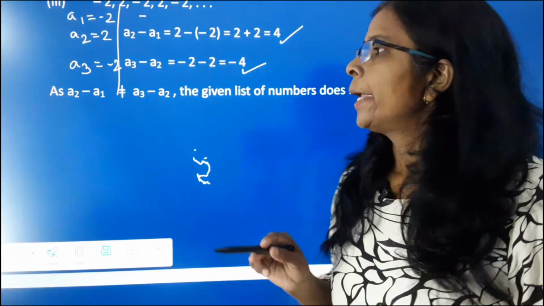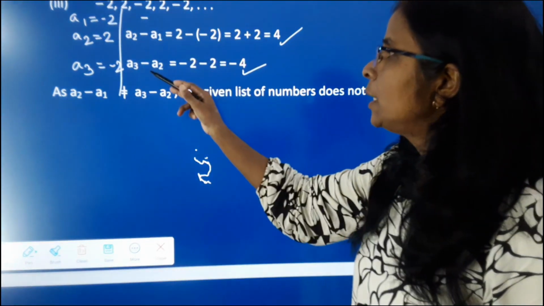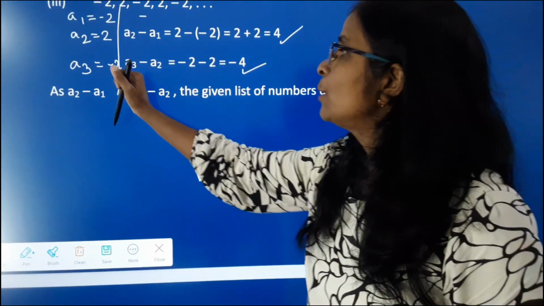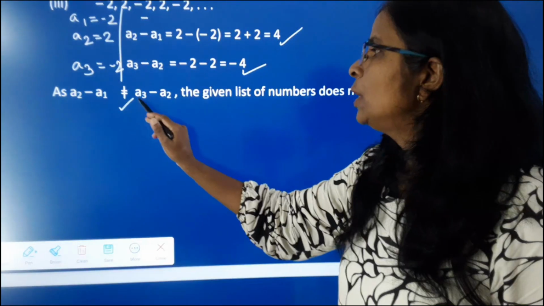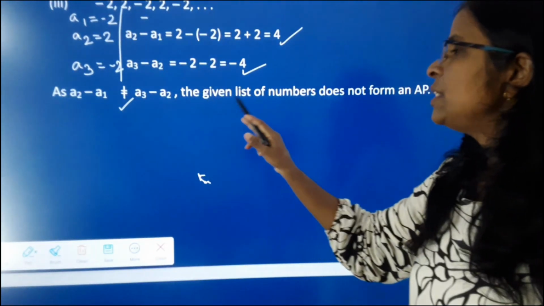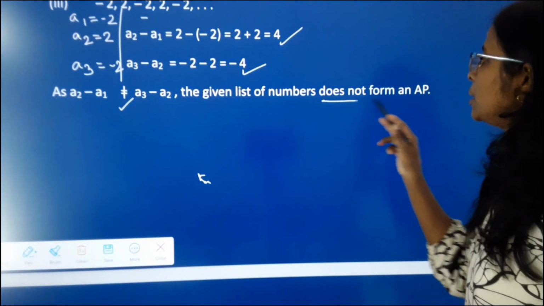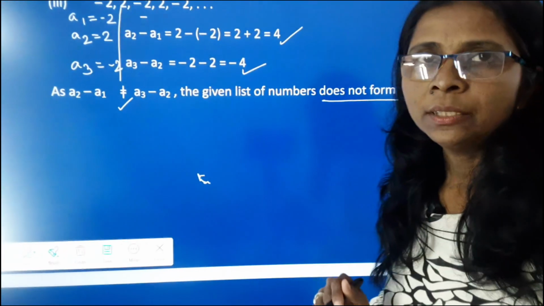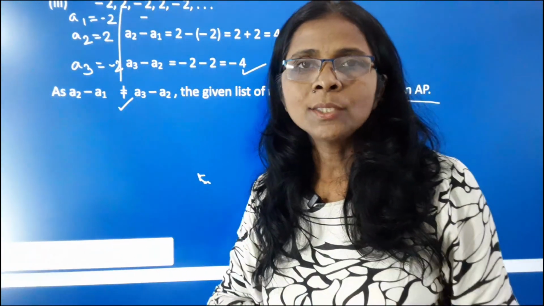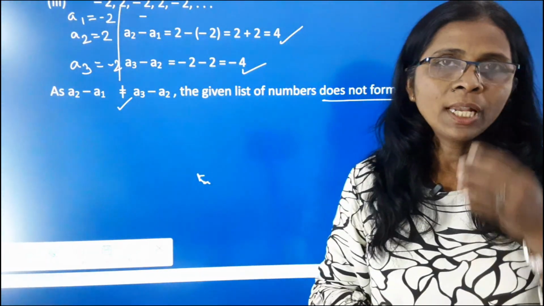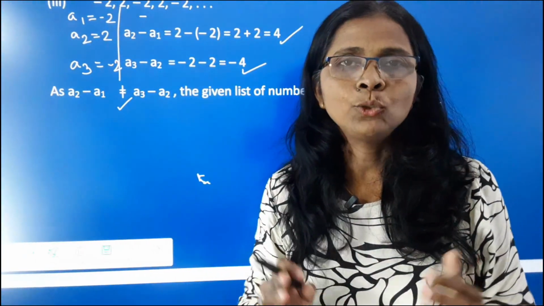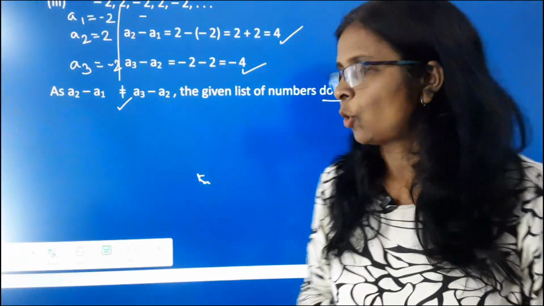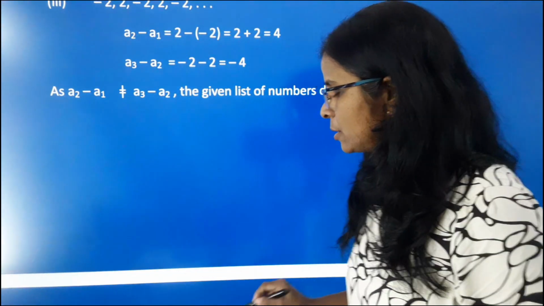Now here a2 minus a1 and a3 minus a2 are not equal. So a2 minus a1 is not equal to a3 minus a2. That means the given list of numbers does not form an AP. As it does not form an AP, we do not find out the next two terms of the list of numbers.